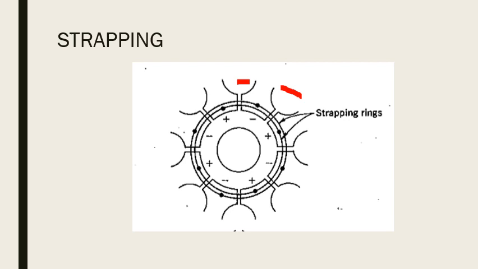So what do I do? We know it is alternatively polarized. So all the plus ones, I will strap together using a wire, and all the negative ones will be strapped together. By this method, I can avoid mode jumping.